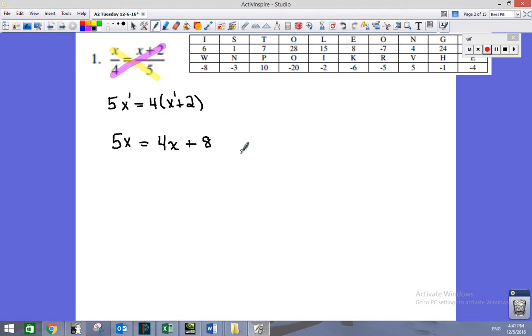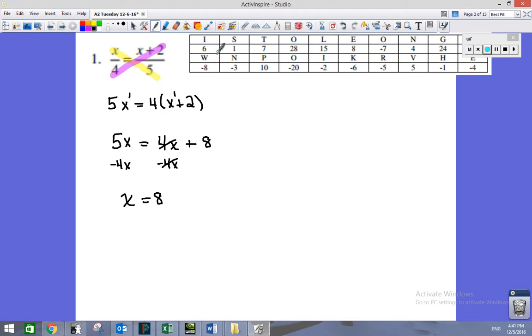Now we've almost got the variables on one side. If we subtract 4x from the right hand side of the equation, to balance the equation we have to subtract 4x from the left hand side. 5x take away 4x is just x. These cancel just like we wanted them to, and we have x equals 8.